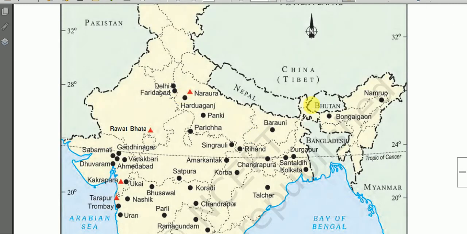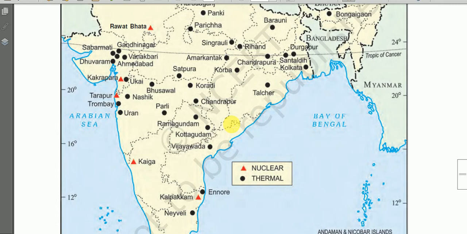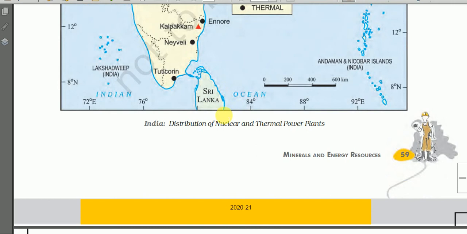So this map shows the nuclear and the thermal power plants in India. You have to examine it very carefully when you are free, because from this chapter mainly these map items will be asked in the CBSE exam.